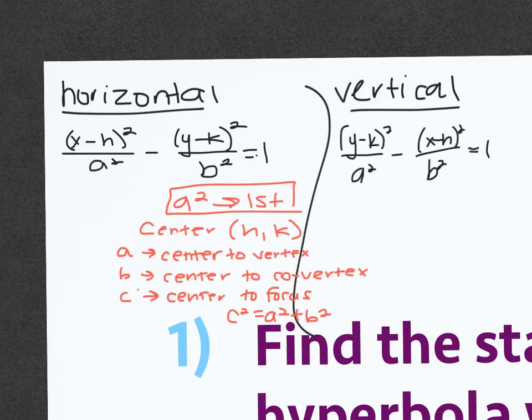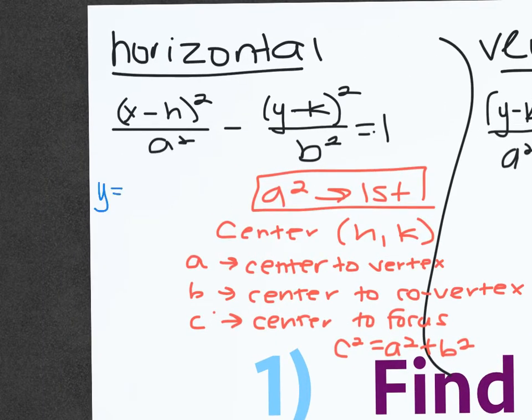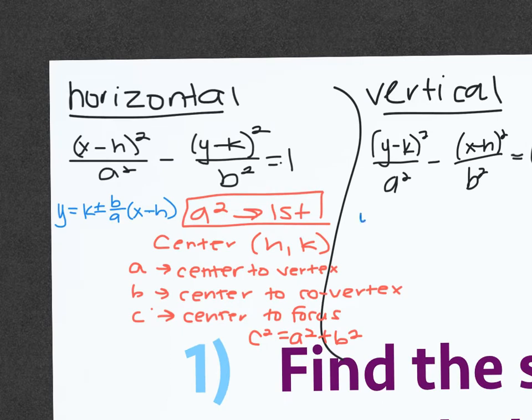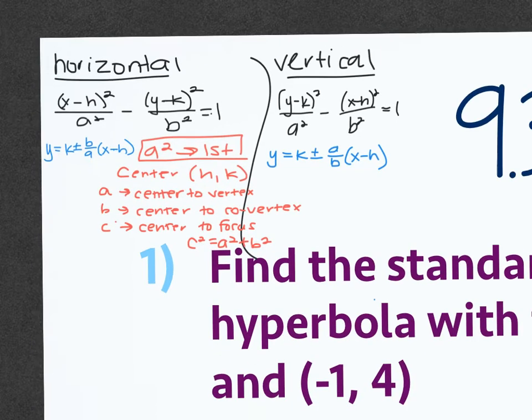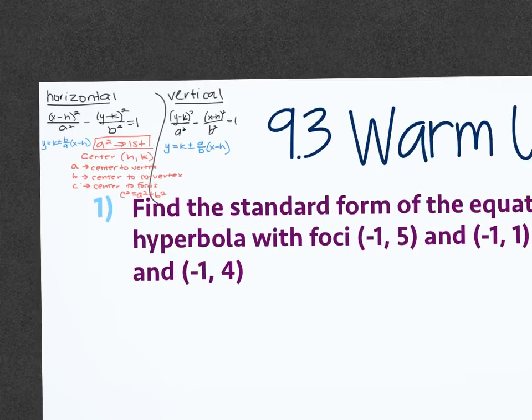So for a horizontal hyperbola, the asymptote equation is y equals k plus and minus b over a times x minus h. And for a vertical, it's y equals k plus and minus a over b times x minus h. So the change there comes in the a over b or b over a. If it's horizontal, it's b over a. If it's vertical, it's a over b. So that is kind of what we talked about in the first part of 9.3, the introduction into hyperbolas, how to graph them, how to find all those pieces of information. So that leads us into this.